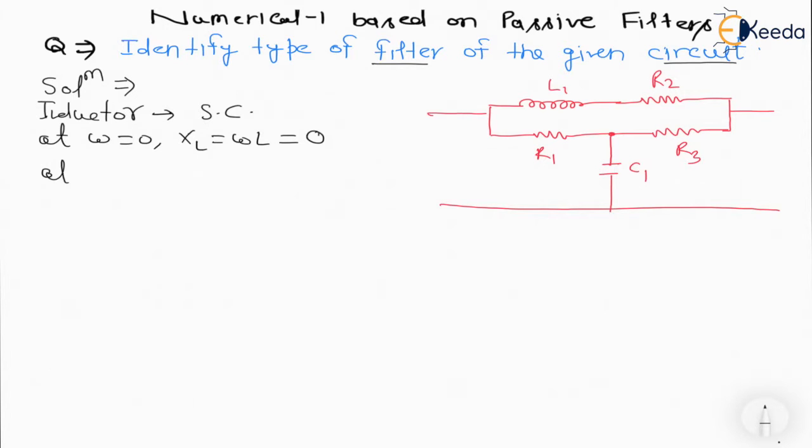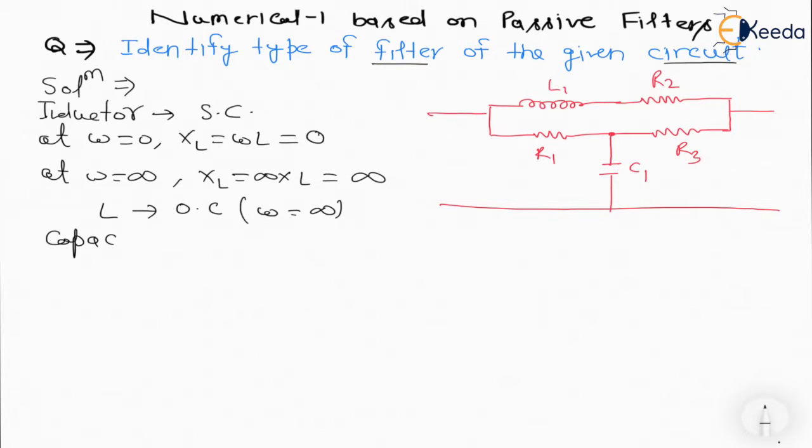And at omega equal to infinity, XL will be equal to infinity into L, so it will be equal to infinity. So inductor will be represented as open circuit at omega equal to infinity, and vice versa for capacitor, that capacitor will be represented as open circuit at omega equal to 0 and short circuit at omega equal to infinity.